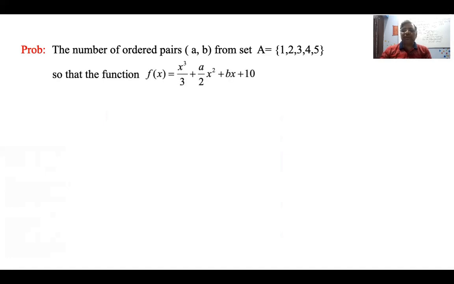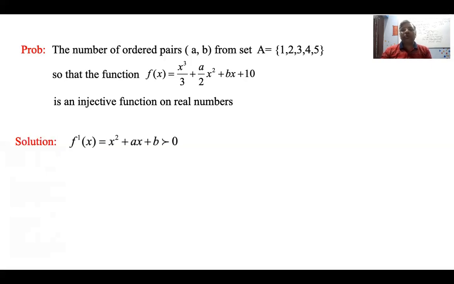So that this function f of x is equal to x cube by 3 plus a by 2 x square plus bx plus 10 is an injective function on real numbers. Injective function means it is a one-to-one function. One-to-one function means there is no turning point for the function. If the derivative of the function is either totally positive or totally negative, then it becomes one-to-one automatically.